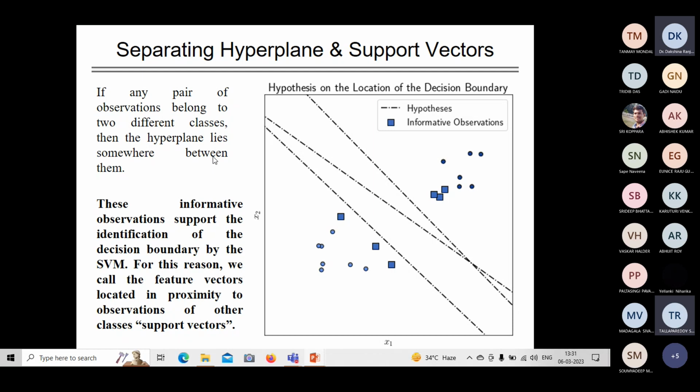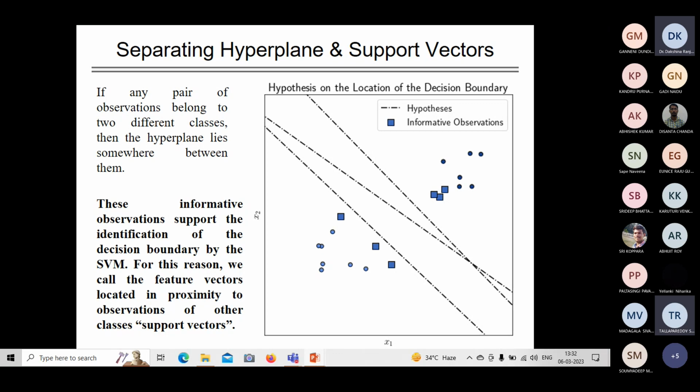So if any pair of observations belong to two different classes, then the hyperplane lies somewhere between them. Okay, somewhere between them. Now, as I said, we can have so many hypotheses, more than one hypothesis. Here hypothesis means the separating hyperplane that will separate the two different classes. Now, these informative observations support the identification of the decision boundary. Now, the support vector machine has to define a decision boundary. Therefore, which decision boundary will be found to be optimal?